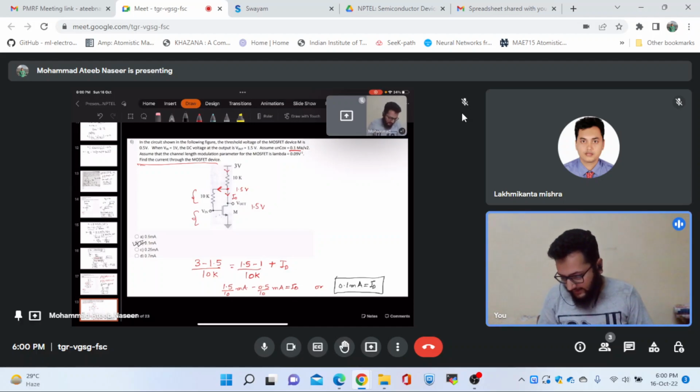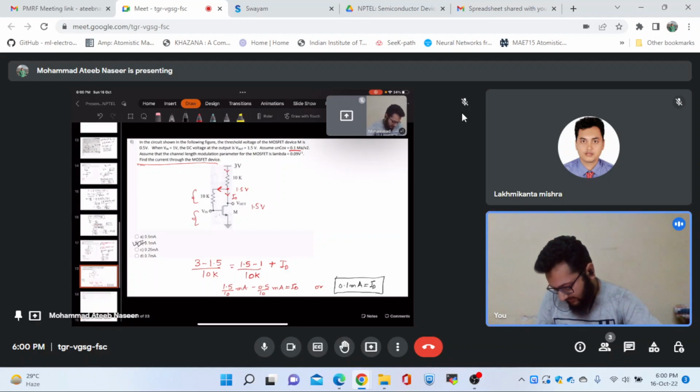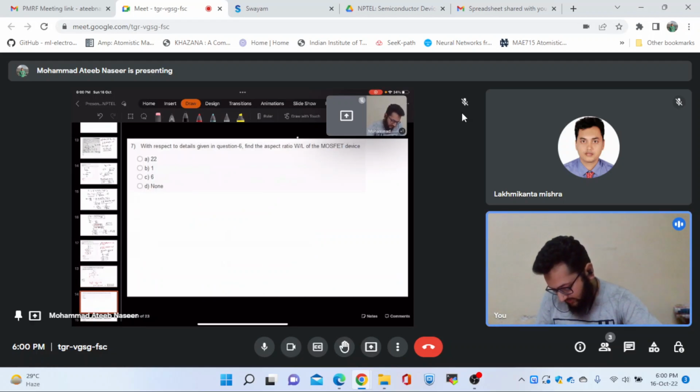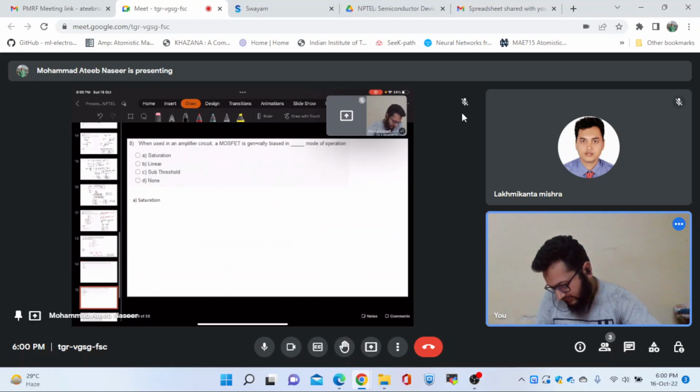So I think it's already 6, and this is all that I had. Mostly after that, there are some questions related to the W by L's, and there are some theory questions, one or two. We know that the MOSFET is generally biased in saturation. This is all we know.